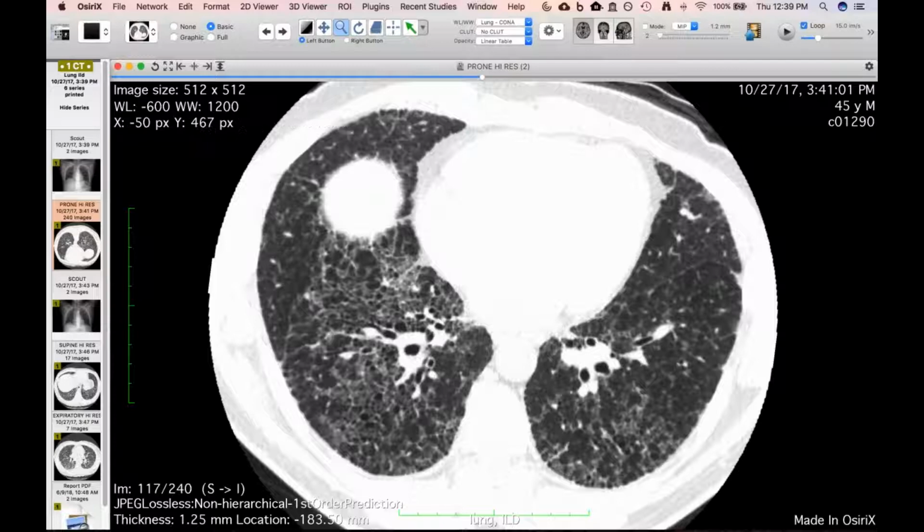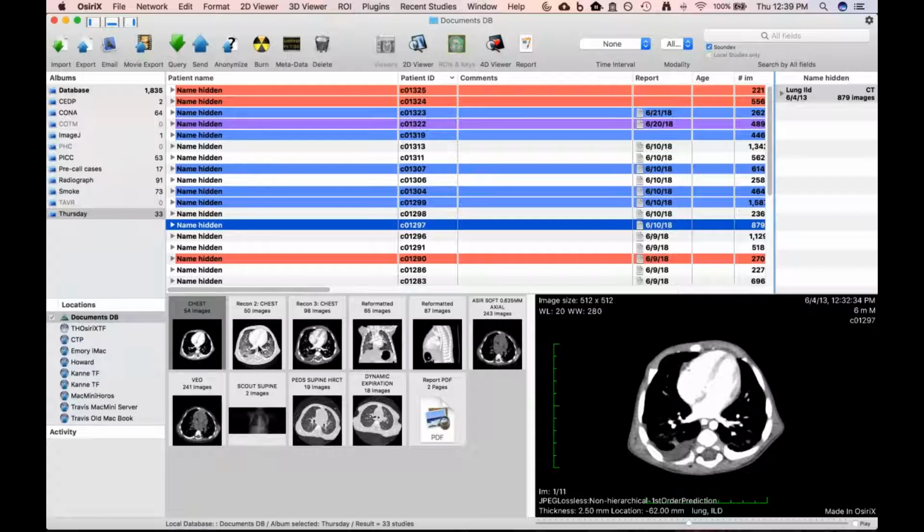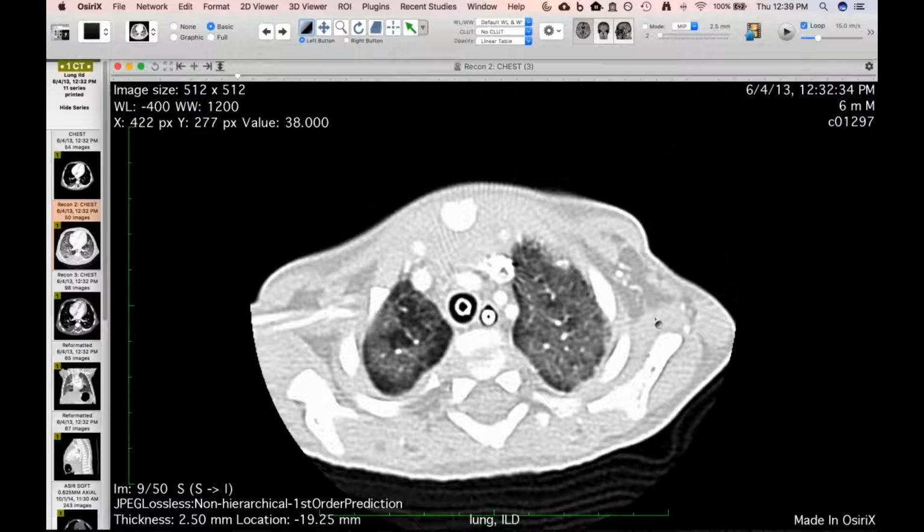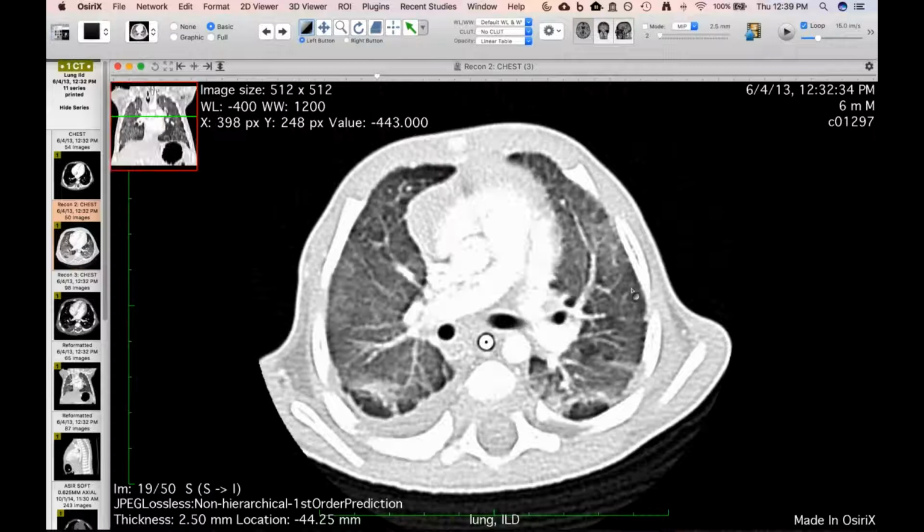As you can see, he's 45 years old, and I'll show you what his son looks like. I think, yeah, this is his son, but this is a few years ago. The son came in and developed respiratory failure at age 6 months. This was one of the CTs in hospital.